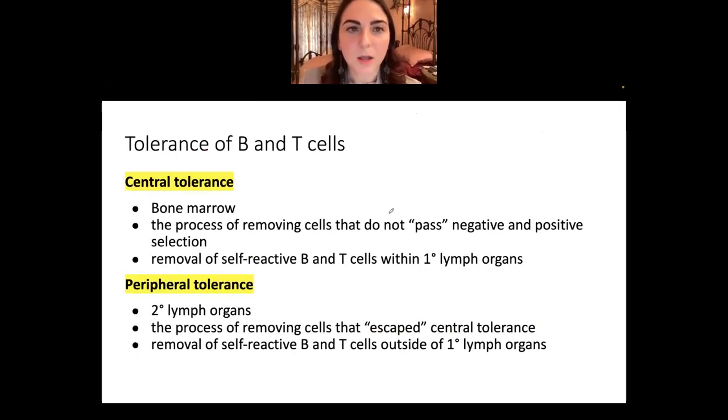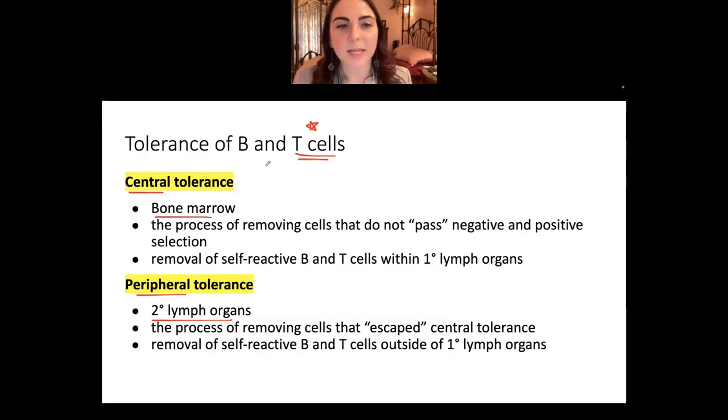Okay. So tolerance, we're going to talk about tolerance a lot more tomorrow. T cells are the ones really responsible for autoimmunity. B cells can also be responsible for autoimmunity, but T cells are really, really responsible for it. So heavily tested is the process of T cell development and this idea of tolerance. So central and peripheral tolerance: central, bone marrow; peripheral, we're out of the bone marrow, in those secondary lymphoid organs.